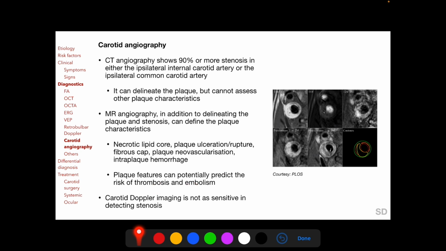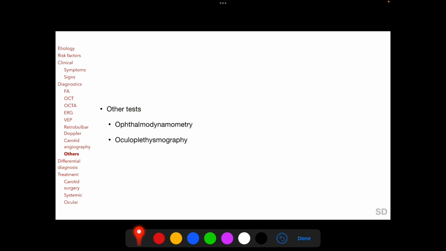As we have mentioned in earlier sessions, carotid Doppler imaging is not as sensitive in detecting stenosis because it cannot image the intrathoracic and intracranial portion of the carotid arteries. Other tests for OIS which are not currently done routinely include ophthalmodynamometry and oculoplethysmography.